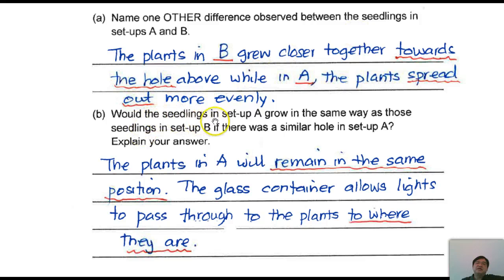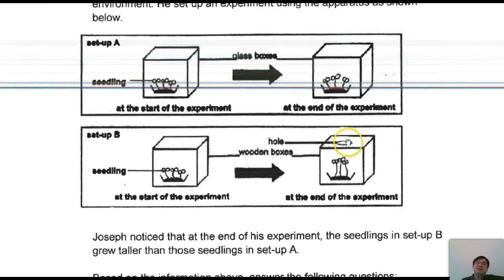Now, would the seedlings of setup A grow the same way as those in B if there is a hole in setup A? Now look here, that's what it says. This has a hole here in B. What happens if you put a hole up here? Now some of you have this misunderstanding that by putting the hole there, air would rush in. Note that even if I put the glass inside, there will still be air. It has nothing to do with air, but the way the plant grows.